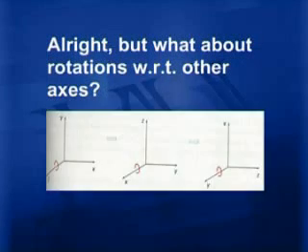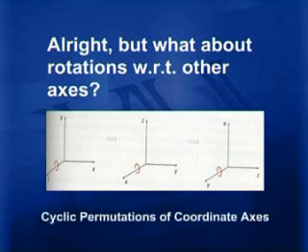Okay, that's fine about rotation around the z axis. How about rotation about the other two axes, the x and the y? Typically, having formed the equations for transformed coordinates x dash, y dash, and z dash for rotation around the z axis, we have done most of the job. Now we can make use of the cyclic permutations of coordinate axes, and we'll be able to derive expressions for the other two types of rotations.